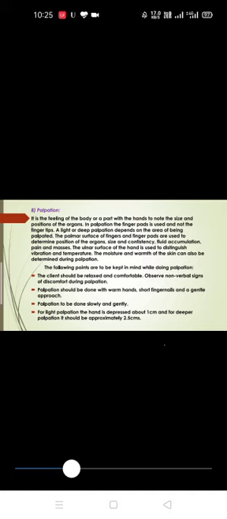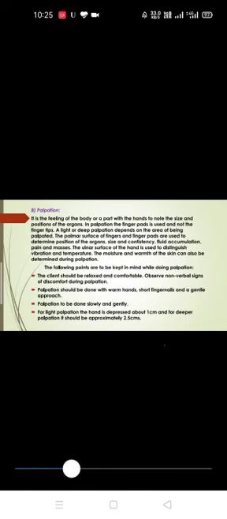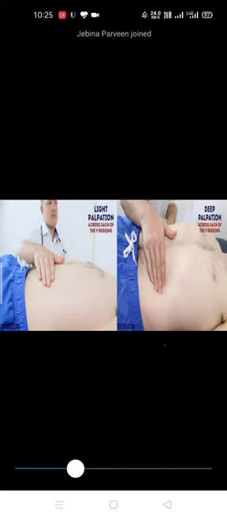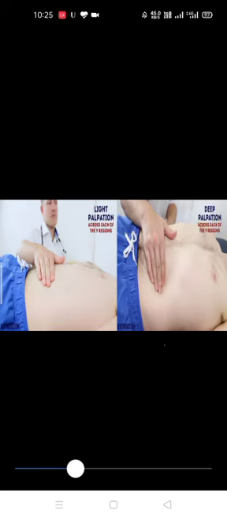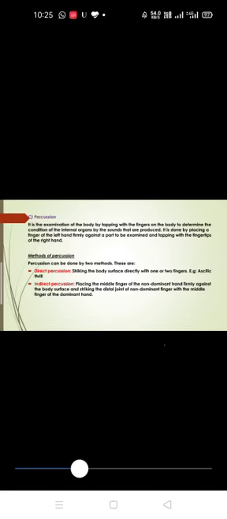Then for light palpation, the hand is depressed about 1 centimeter, which I have already said. And for deeper palpation, it should be approximately 2.5 centimeters. So this was all about the palpation. Clear with the palpation? Okay, inspection means to see. Palpation means to feel. That is palpation.